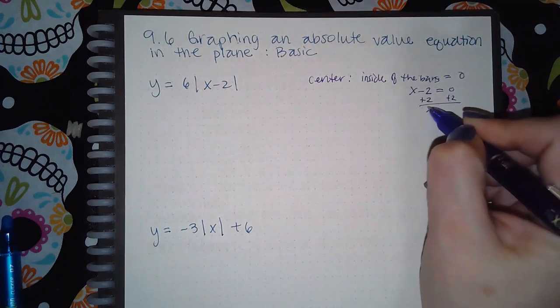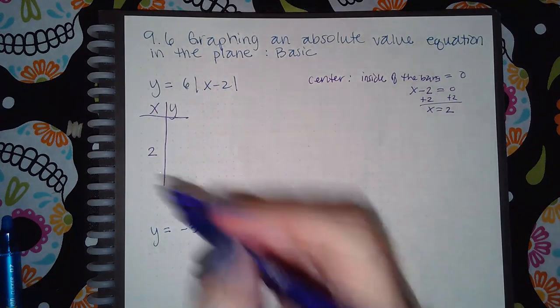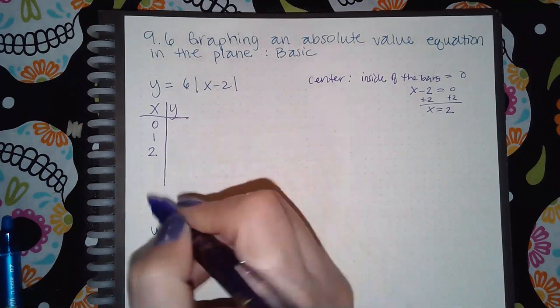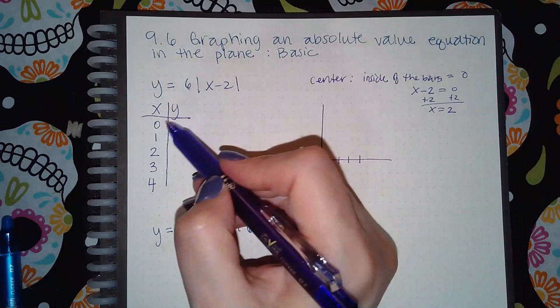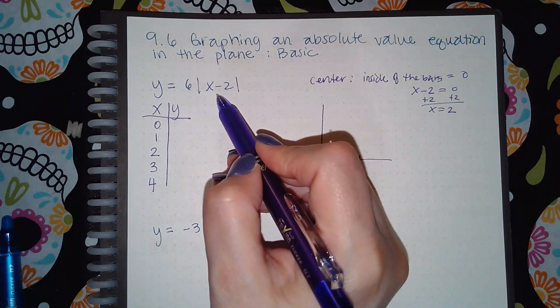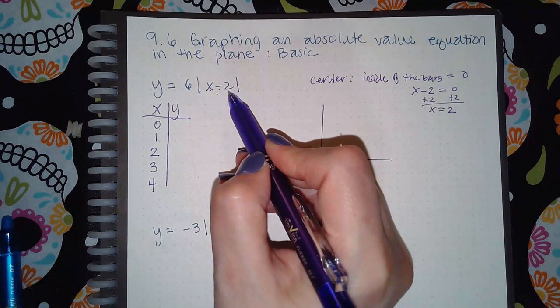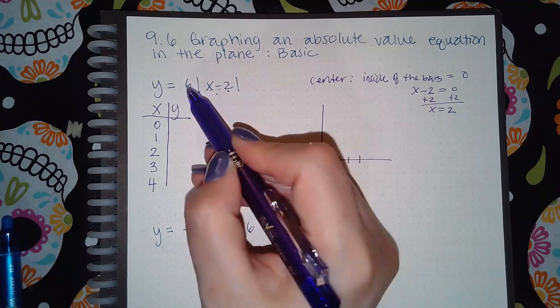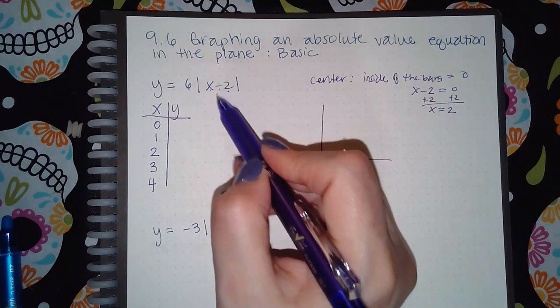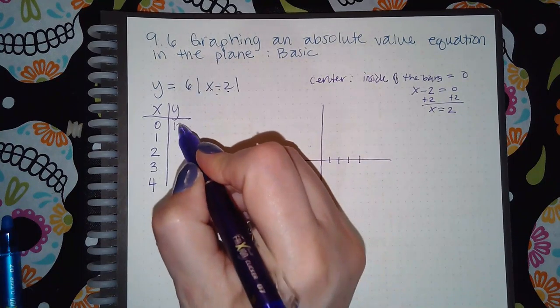So when I create a table, 2 is going to be the value in the middle. And so then I'm going to pick 2 values to the left of 2 on the number line and 2 values to the right of 2 on the number line. So we've got 1, 2, 3, 4. And so then I'm going to plug these values in.